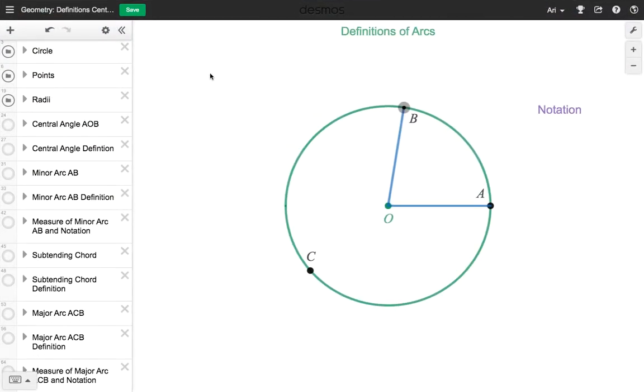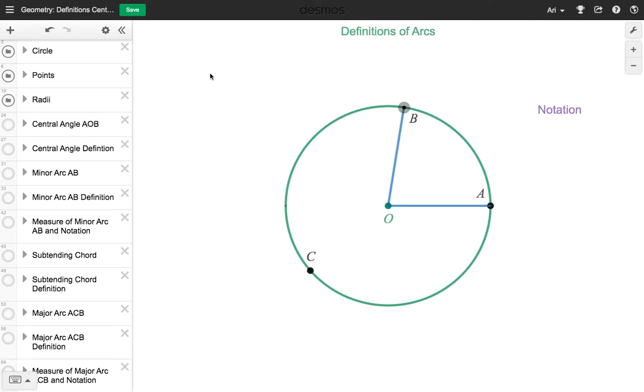I'm Mr. Gass, and what we're going to be doing today is talking about central angles, and we're going to be talking about arcs and major arcs and semicircles. Some of these terms you might be familiar with, others are going to be new to you, and hopefully by the end of this you'll understand their definitions and you'll understand the notations for all of them.